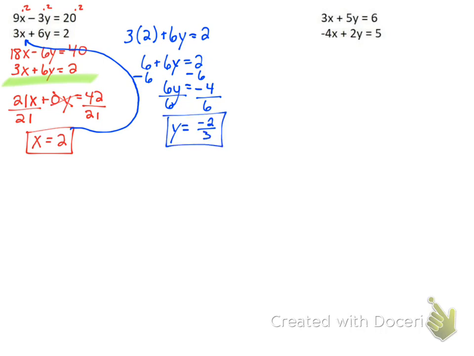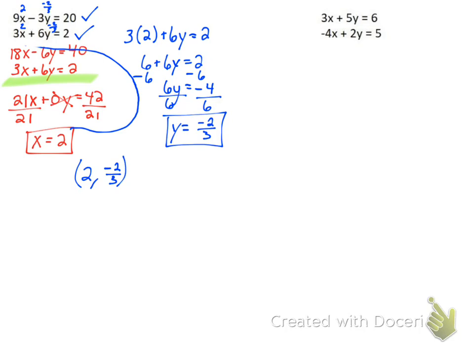So again, that's my ordered pair: 2 and then negative 2/3. And so again, I can plug this back into the original. x gives me 2 and y gives me negative 2/3. It gives me 18 minus negative 2, which is the same thing as plus 2, gives me 20. That works. And then 6 plus negative 4 gives me 2. Yep, that works out as well.